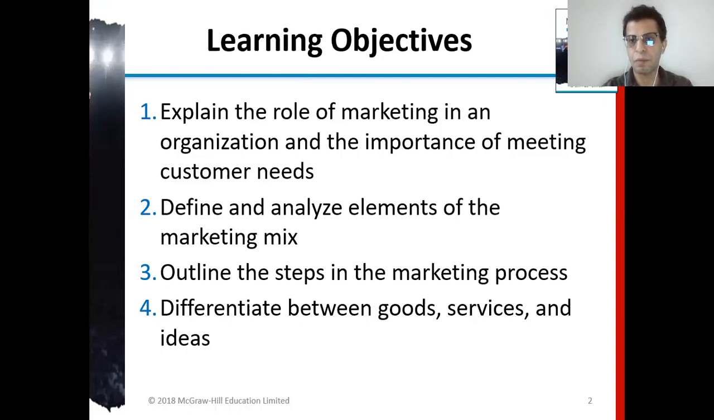Now, in this chapter, the learning objectives will be explaining the role of marketing in an organization and the importance of meeting customer needs. The most important issue is we need to meet the customer needs and wants. We also need to define and analyze the elements of the marketing mix. We will be learning about the outline, the steps in the marketing process. We differentiate between good, service, and idea. These are all three kinds, and each one has a different way of marketing.